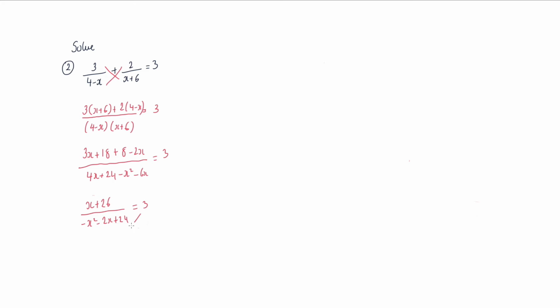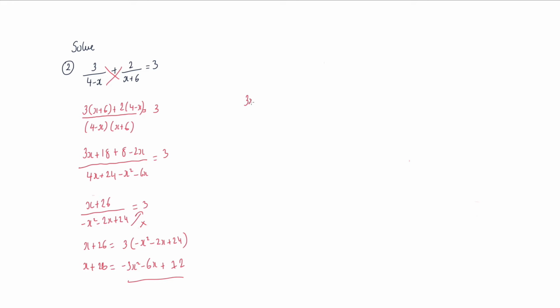If you remember now, we're going to do something called cross multiplying. So we'll cross multiply that. We'll have x plus 26 equals 3 times all of this, minus x squared minus 2x plus 24. So we'll have x plus 26 equals, if we expand that, minus 3x squared. 3 times minus 2x is minus 6x. And then 3 times 24 is 72. Because we normally want the x squared to be positive, let's move all of this to the left-hand side.